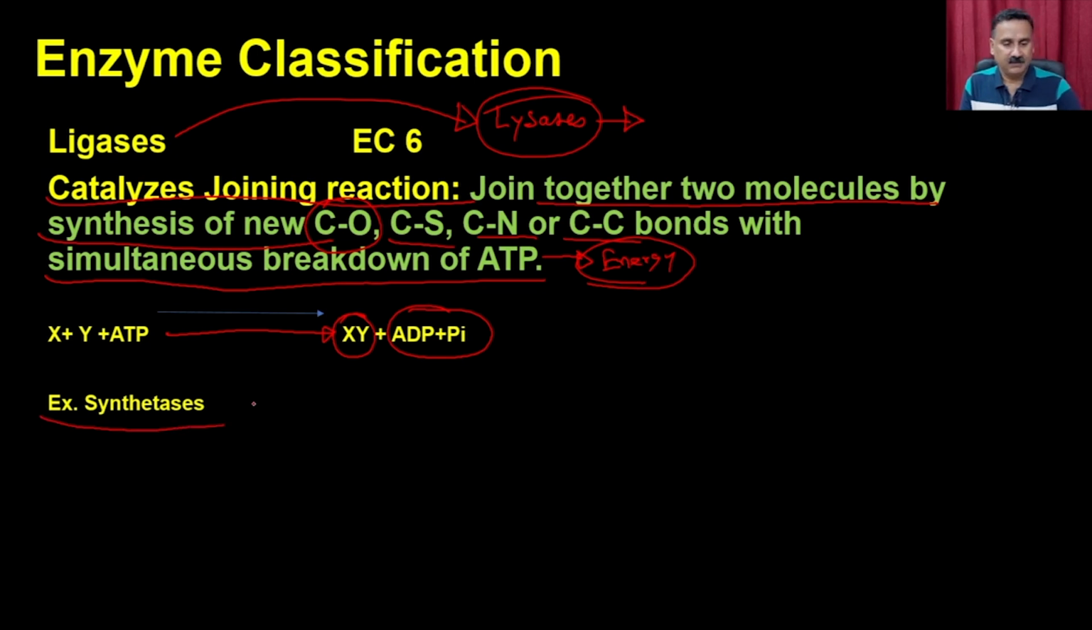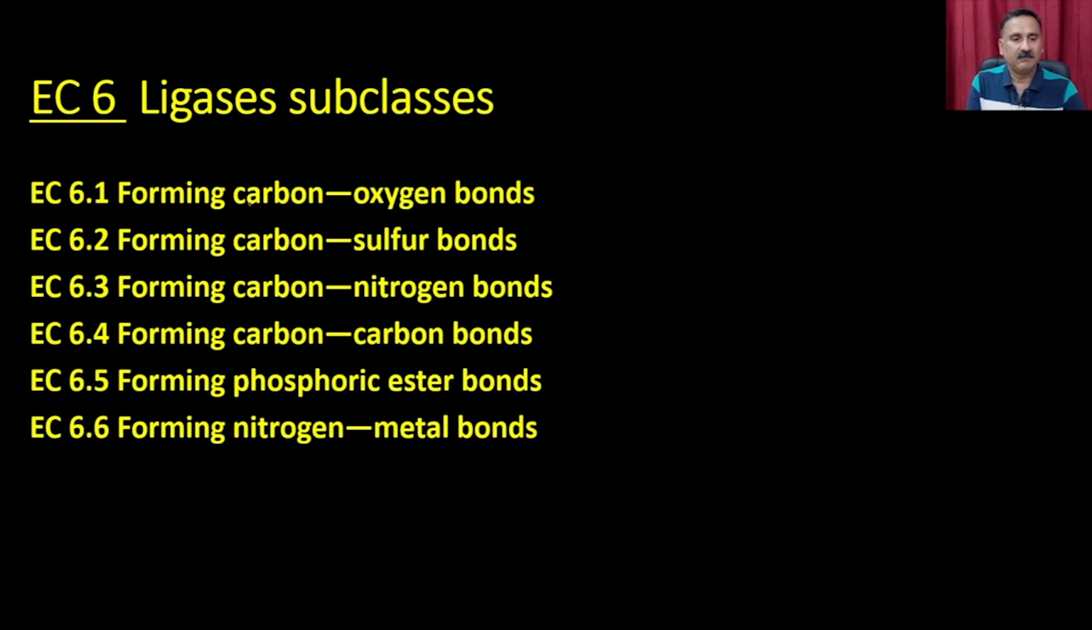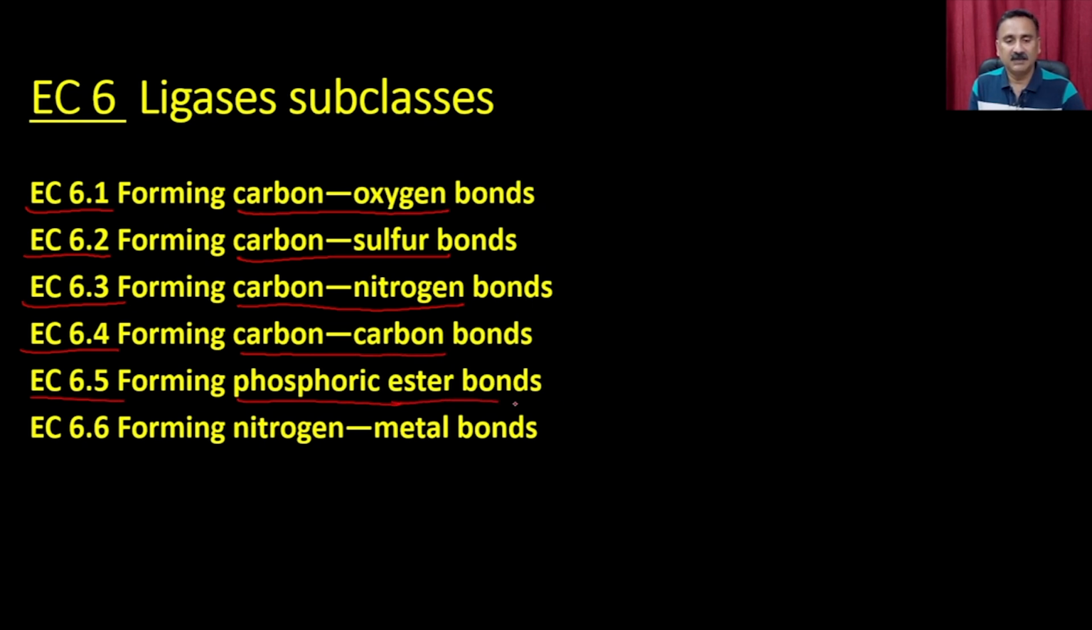Examples are synthetases. Ligases are further classified based on the different types of bonds they catalyze. So for example, EC 6.1 forms the bond between carbon and oxygen. EC 6.2 forms a bond between carbon and sulfur. EC 6.3 forms a bond between carbon and nitrogen. EC 6.4 forms a bond between carbon and carbon. 6.5 forms a bond between phosphoric ester, and then EC 6.6 forms a bond between nitrogen and metal.